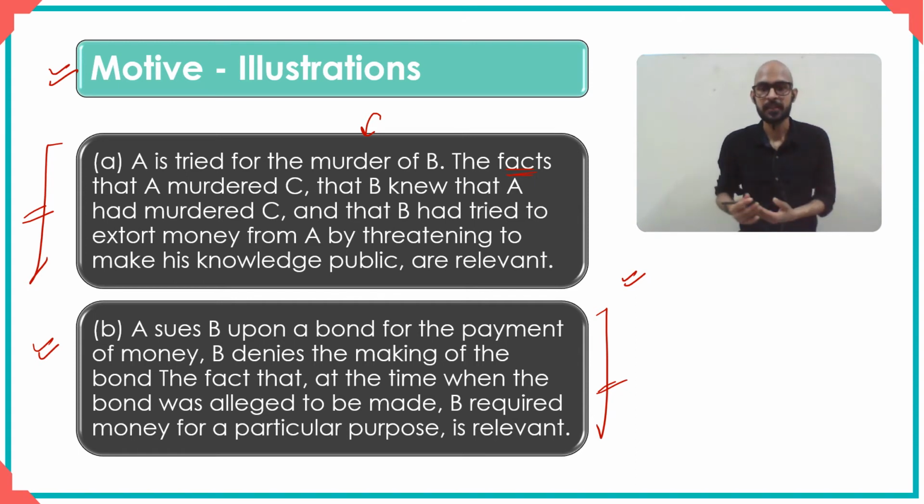If B needed money, it means he would do something to get that money. That shows you a kind of motive. So now the fact that he was in need of money, well, many people need money. Perhaps I need money. Perhaps you need money.